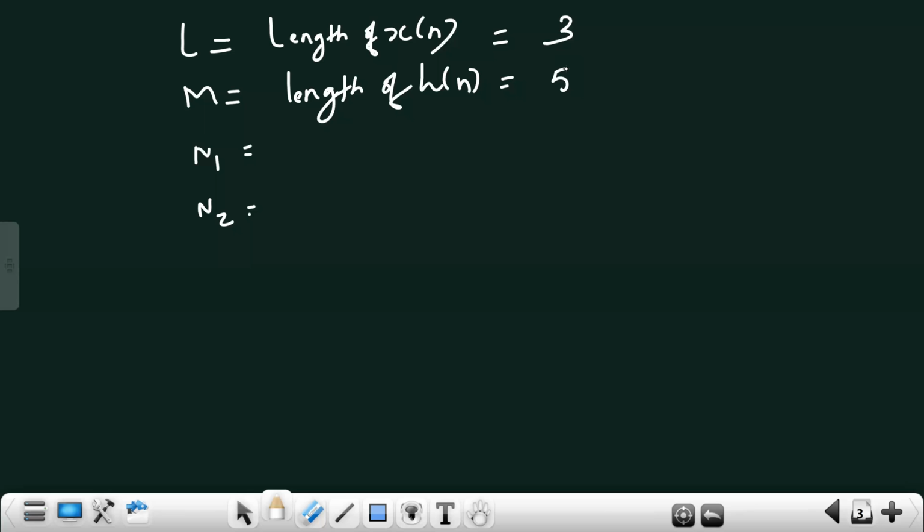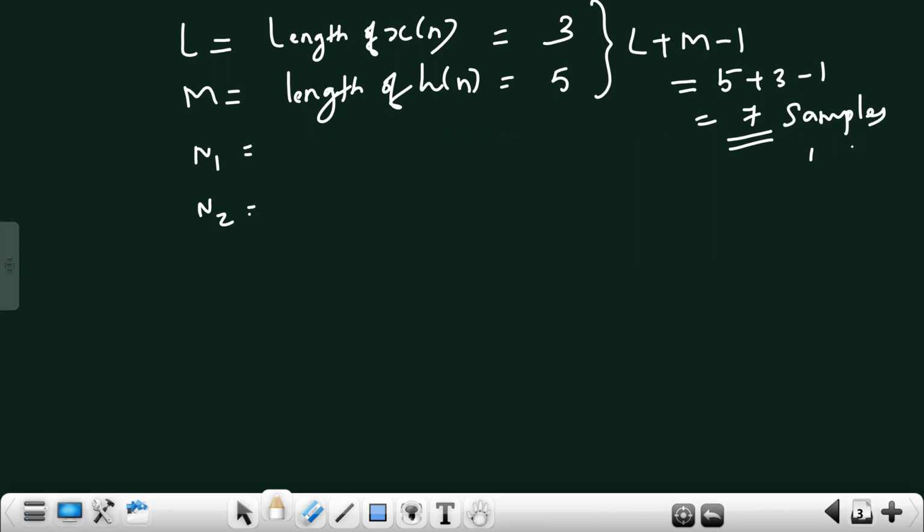So the theory is L plus M minus 1, that is 5 plus 3 minus 1, which will be 7. So there should be 7 samples in the output. Output is y of n. There should be 7 samples in the output graph, that is y of n.